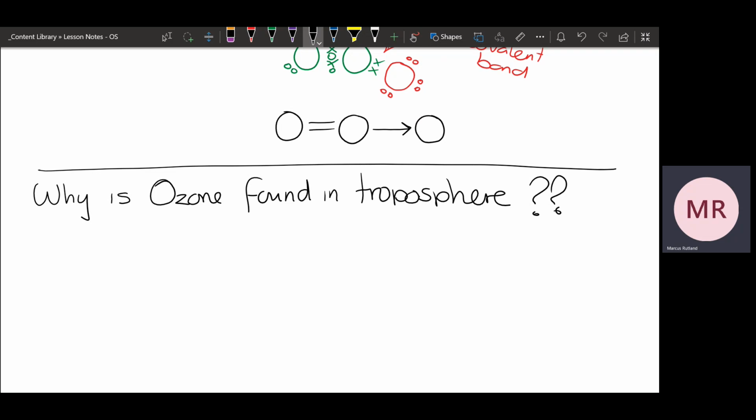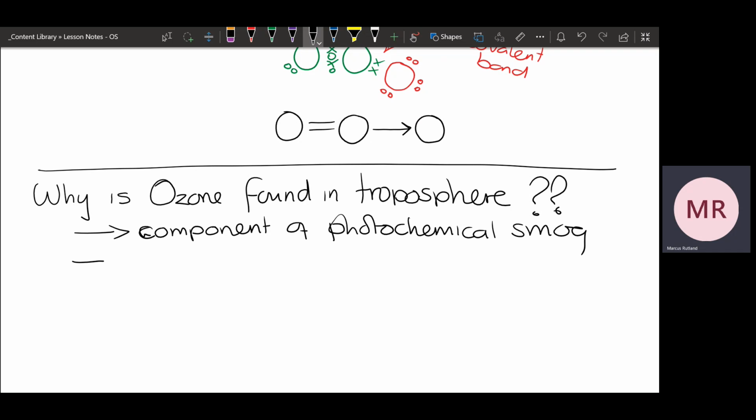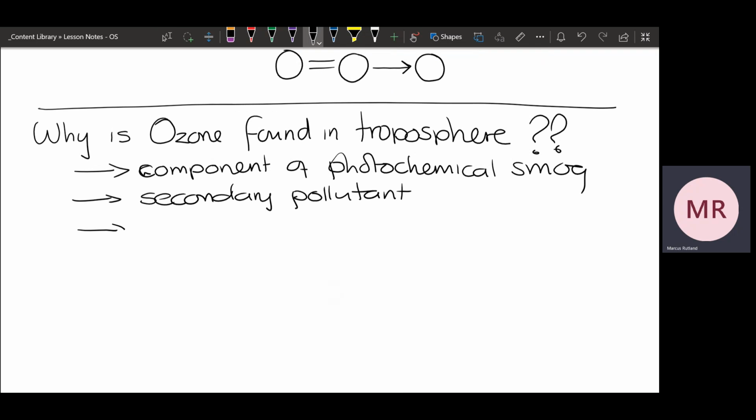Okay, so you should remember that this is found in photochemical smog, so a component of photochemical smog. As we've said, it's not a good thing in the troposphere. It's a secondary pollutant formed as a result of primary pollutants made in things like car engines. Do you remember why it's considered bad? Why do we think of it as a pollutant? What's its key problem? The thing to say there is that it's toxic.